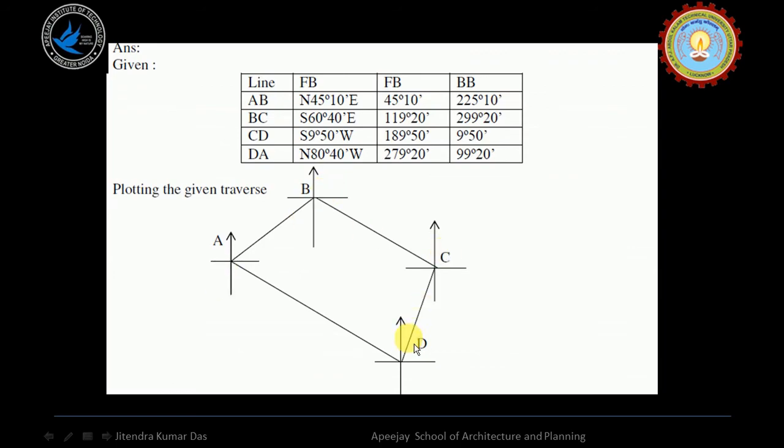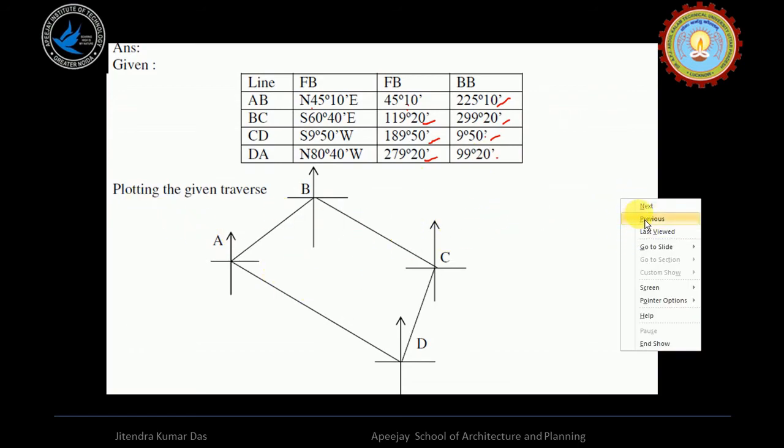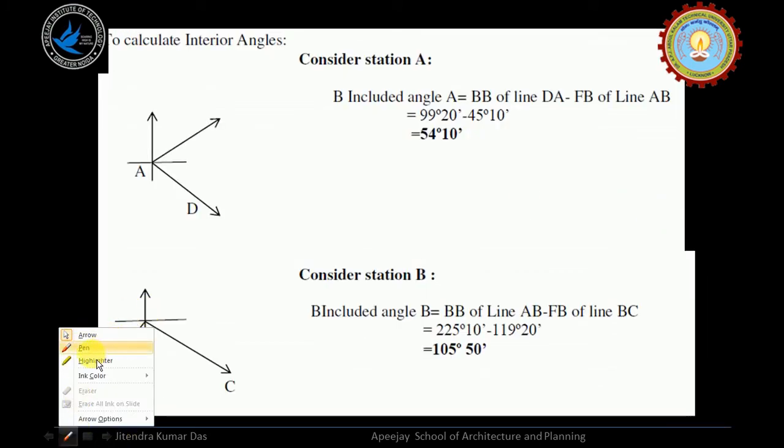So here we can plot A, B, C, D, and we have values. Line AB fore bearing is 45 degrees 10 minutes, so we can find the back bearing value. Similarly, we can find the back bearing of BC, the back bearing of CD, and the back bearing of DA. Here are all those back bearings. So now how can we find the interior angles?